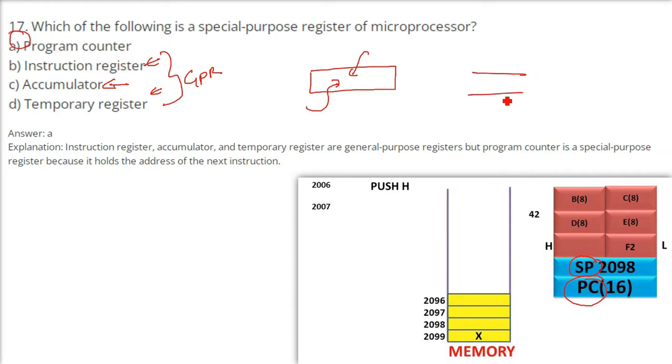For example, these are the whole instructions in the assembly language. So if we are working on this, PC will hold the address of the next one. Okay. This is 16-bit.